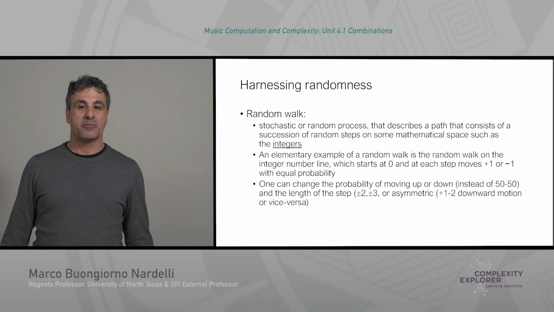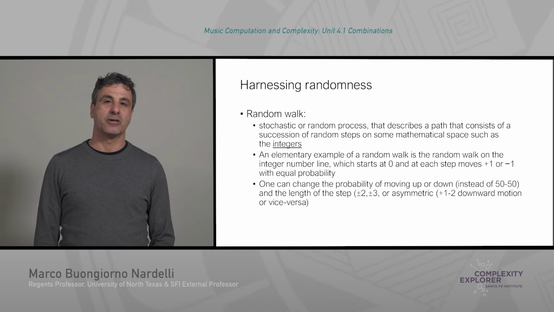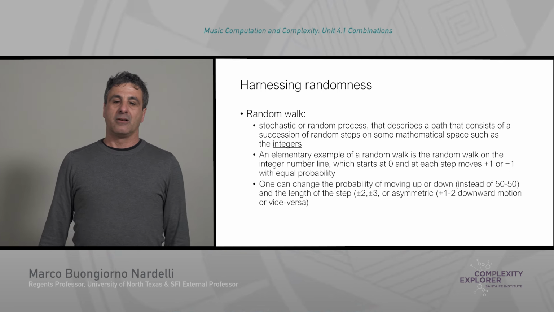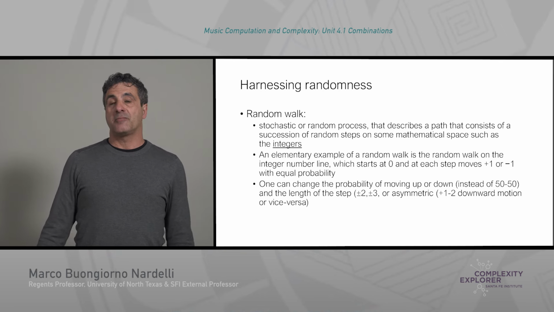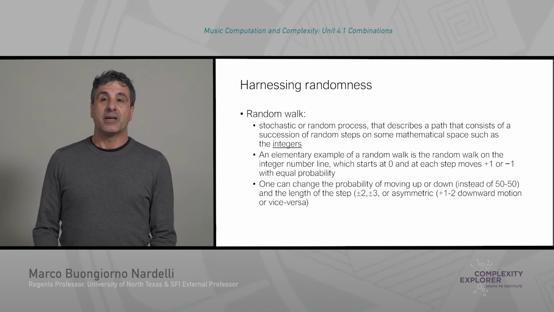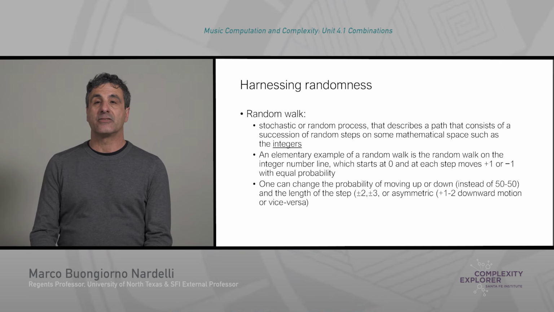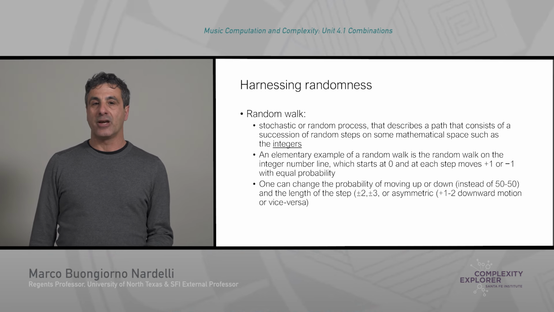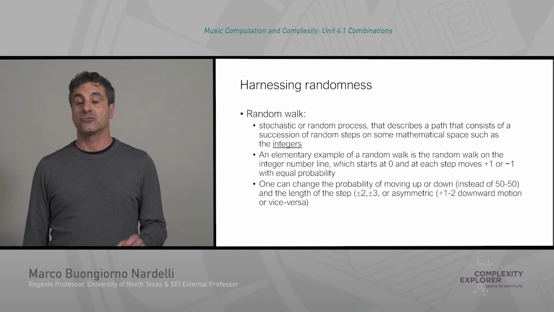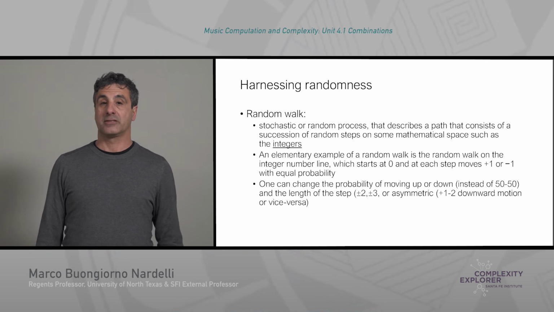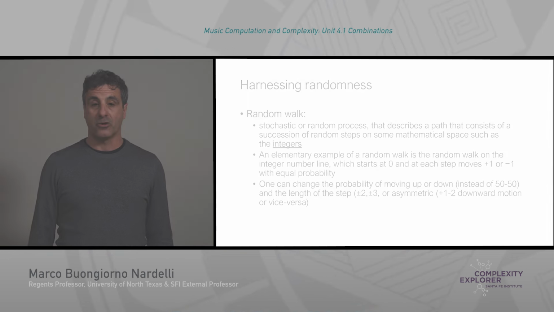We can change that probability of moving up or down, so instead of 50-50, we can have different probabilities. We can change the length of the step, we can go by 2 steps or 3 steps. You already see, hopefully, that we can use this as a way of incrementing a starting note by intervals, and so generate a musical note sequence where the intervals are controlled by a random walk.